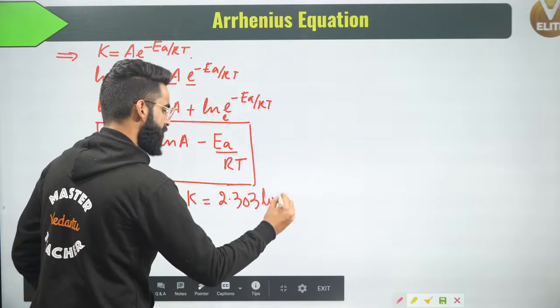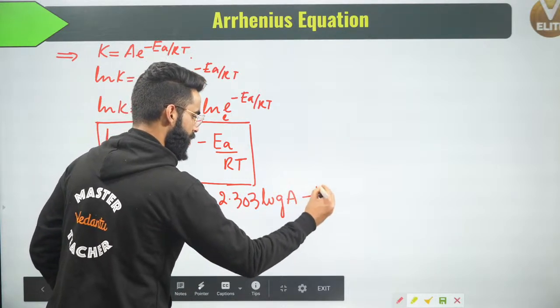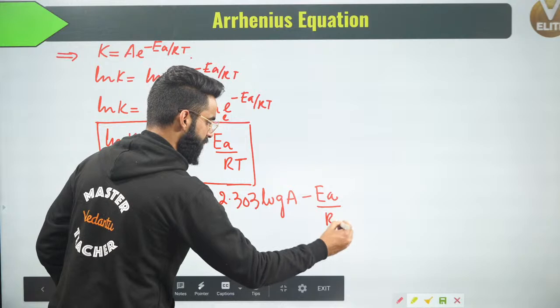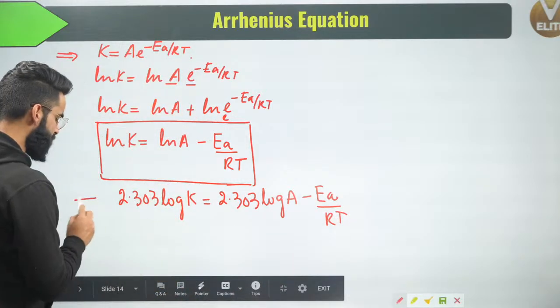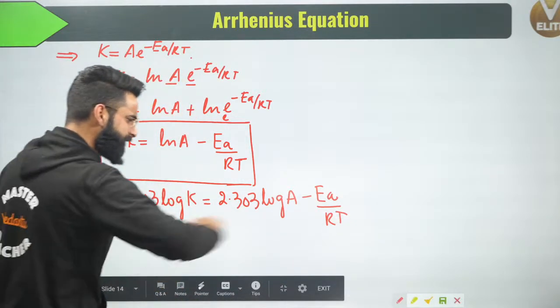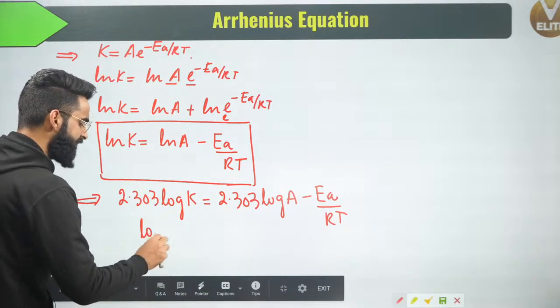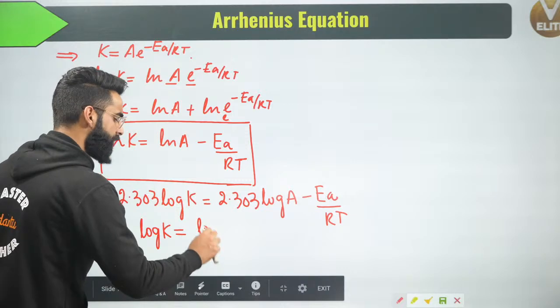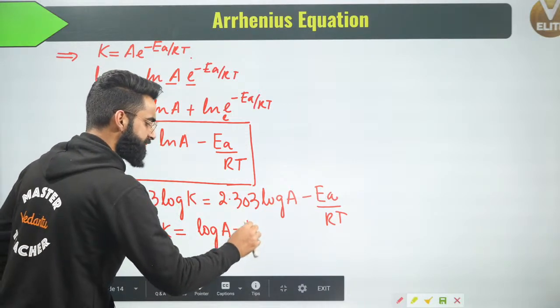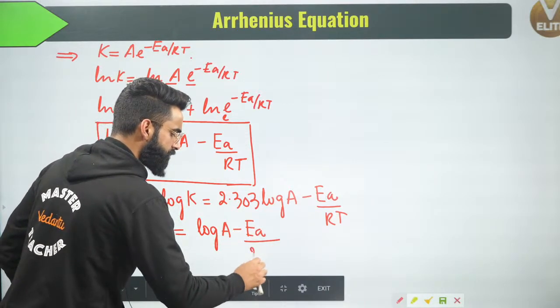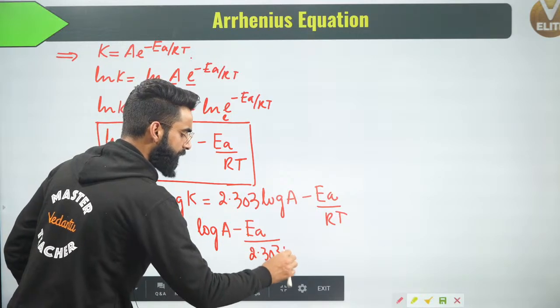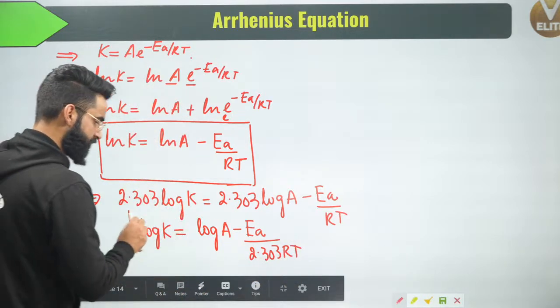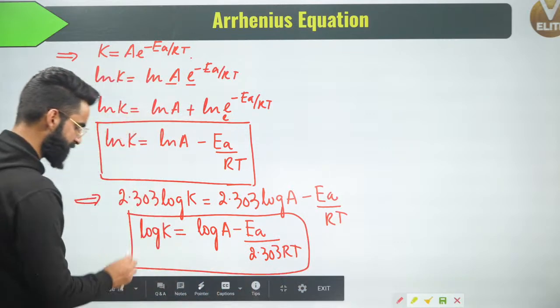It's going to be log of A to the base 10 minus EA divided by RT. Now in this equation, if I do a simple thing and divide throughout by 2.303, can I say I'll be getting an equation like this? Log of K is equal to log of A minus EA divided by 2.303 RT. Yes, this is one more equation which I got in the logarithmic form as far as Arrhenius is concerned.